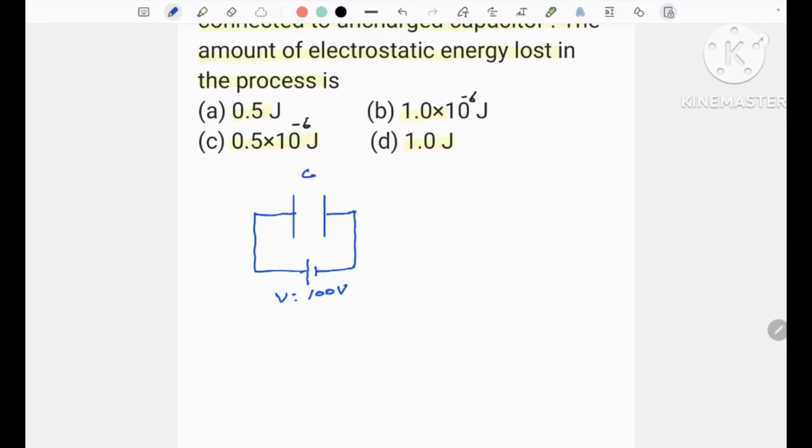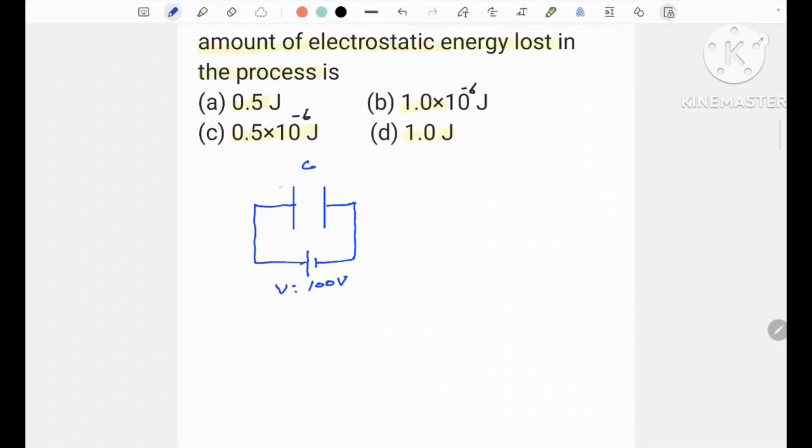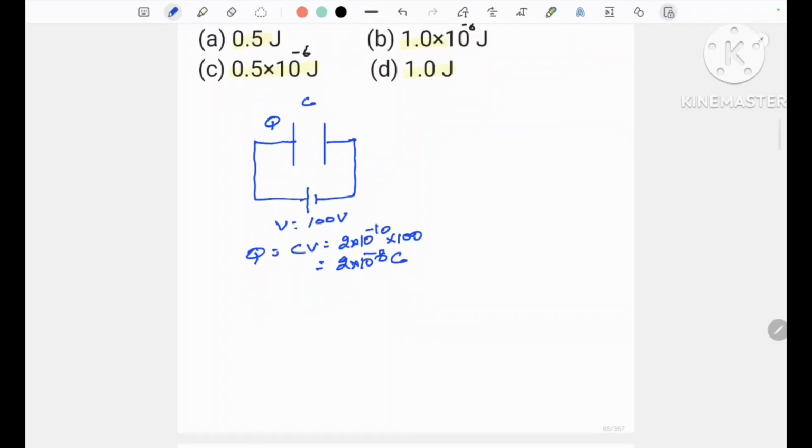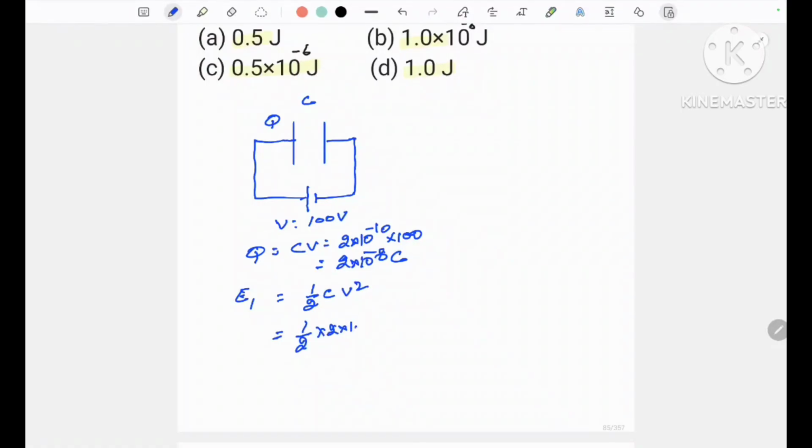कैपेसिटेंस C. इस पर चार्ज will be Q and Q is CV. C is 2 into 10 to the power minus 10 and V is 100. 2 into 10 to the power minus 8 coulomb. Energy stored is half CV square, half into 2 into 10 to the power minus 10 into 100 का स्क्वायर, 1 into 10 to the power minus 6 जूल.